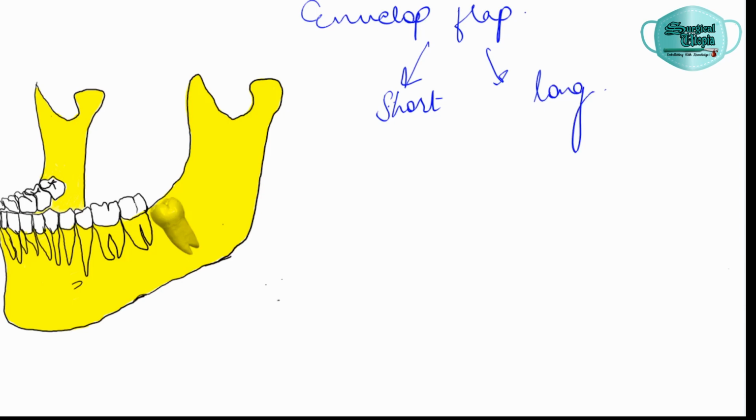The first one that we are going to discuss is the short envelope flap. The short envelope flap will have a distal incision and a clavicular incision. For the distal incision, the incision is started on the middle of the distal aspect of the second molar. So this is the distal aspect of the second molar and the incision will start from here. It will be curved buccally and distally along the external oblique ridge. While we are giving this incision, we should make sure that the incision lies on the bone.